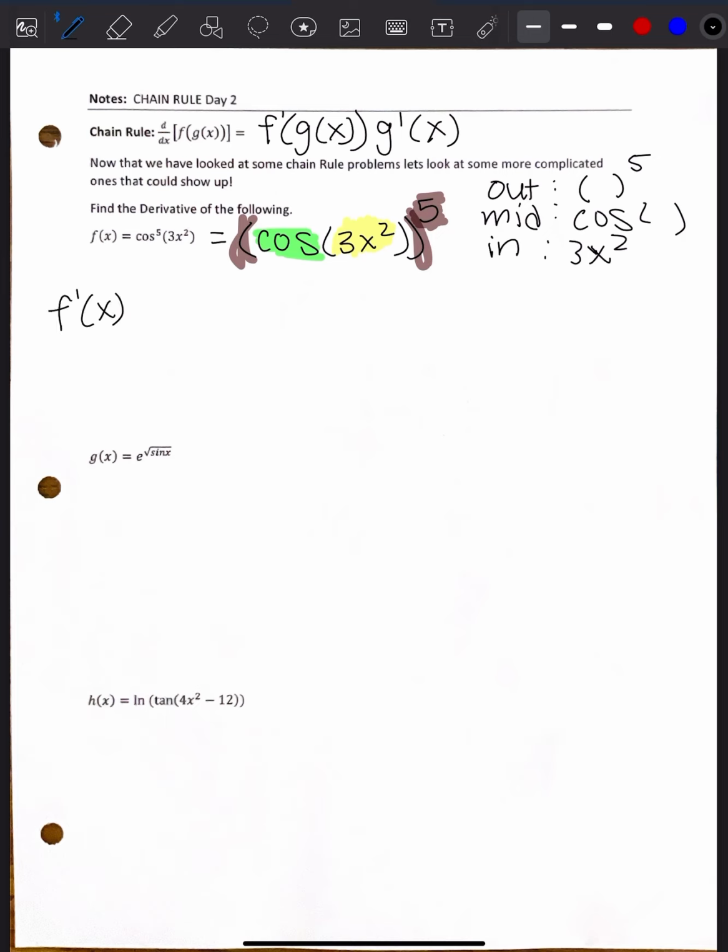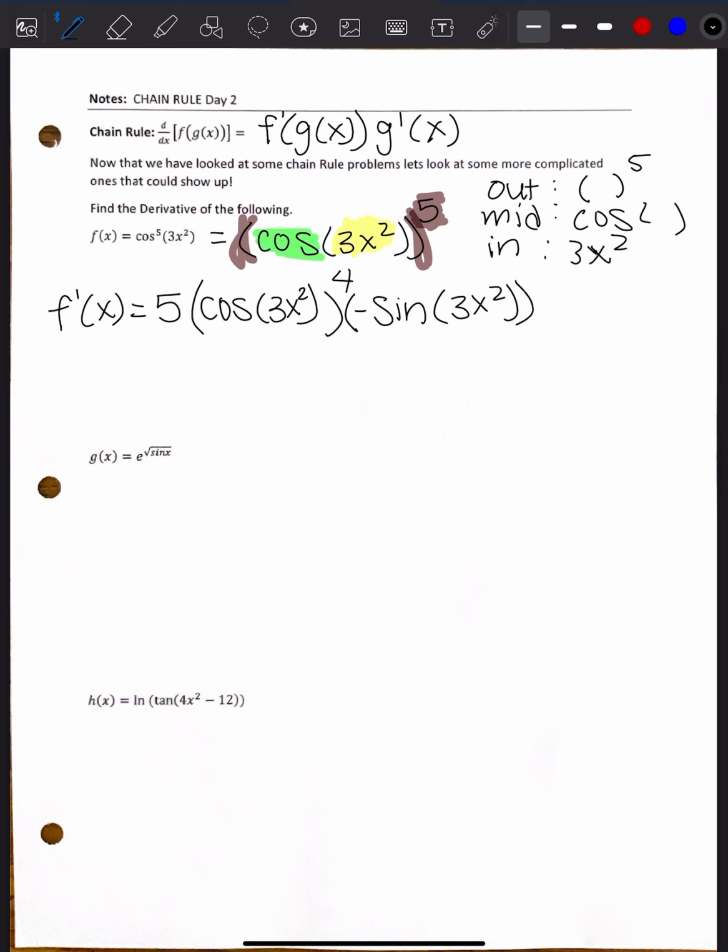Okay, so our derivative, f prime of x. For the derivative of a fifth power, we multiply the outside by 5, so 1 times 5 is 5. Then we take 1 away from our exponent. Everything on the inside is everything that's left over in the middle and inside function, so cosine of 3x squared goes in these parentheses. Okay, I've dealt with the outside. Now it's time to deal with the middle function. We take the derivative of cosine. The derivative of cosine is negative sine, and we keep the inside function the same. So negative sine of 3x squared.